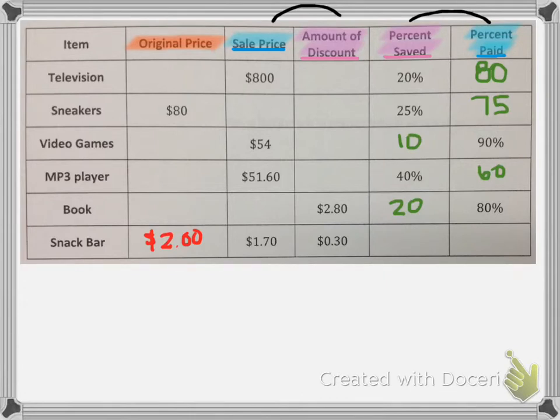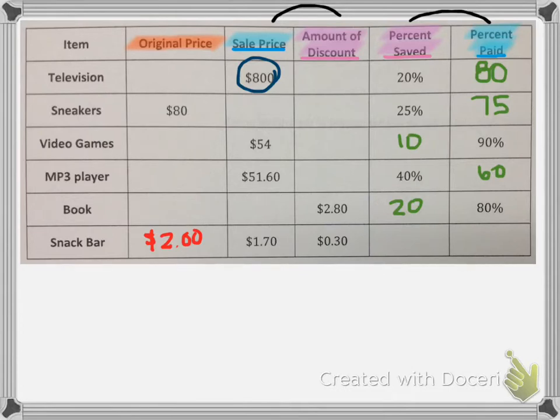So let's show you how to set these up. Let me get a new pen here so I can follow through on this all the way through. If I am given the sales price, that is the amount that I pay. Notice that I've shaded it blue. The sales price relates to the percent paid. So I'm going to use the percent paid and the sales price to find out the original amount.